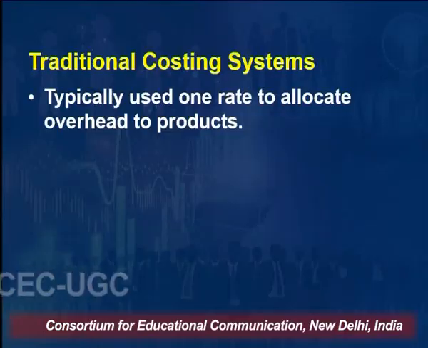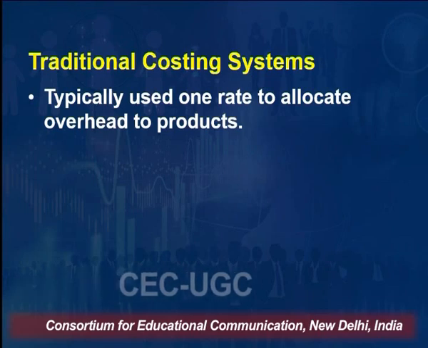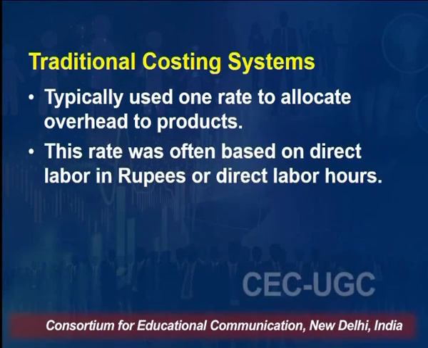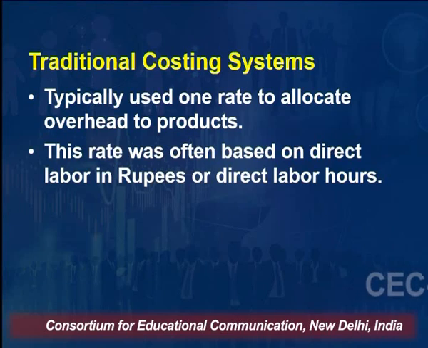That was a question in front of cost accountants. And traditionally what we have been doing, that also I need to tell, then only you can compare. So typically what we were doing, we were using one rate to allocate overheads to products. We were only using one rate, and very often that rate was based on direct labor in rupee or direct labor hours. So we were basically putting this direct labor in terms of rupee or direct labor hours as a basis for allocating these overhead costs to a product.